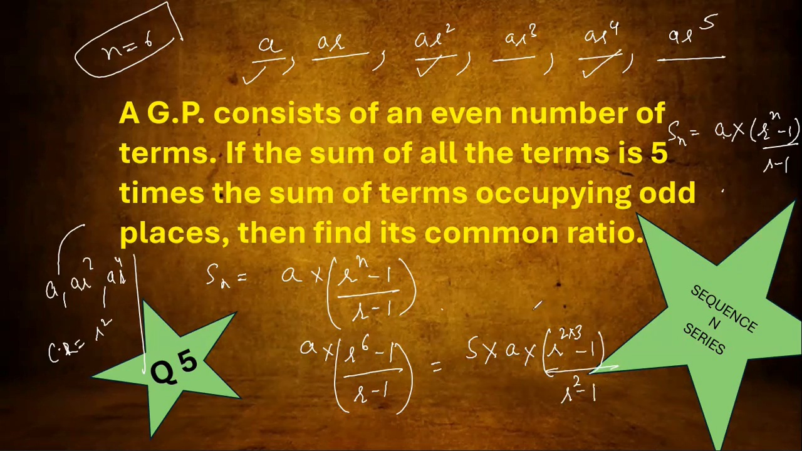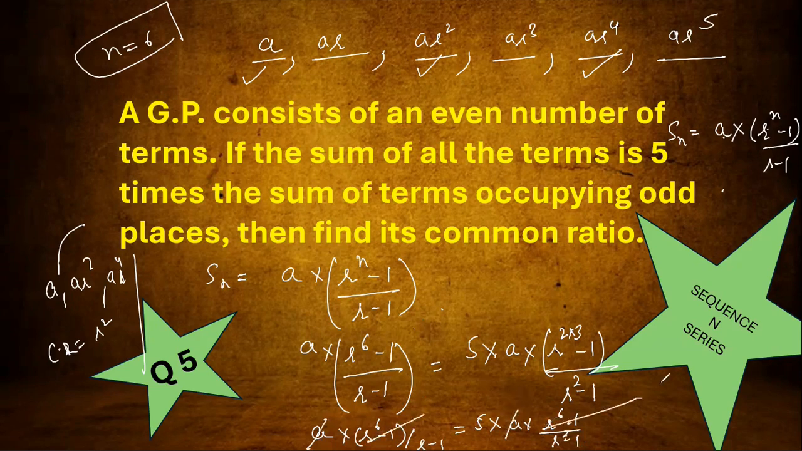Right? Now, please understand one thing. Now we have to simplify it. So a times r raised to the power 6 minus 1 over r minus 1 is equal to 5 times a times r to the power 6 minus 1 over r square minus 1. Now if you see, a cancels out. r to the power 6 minus 1 and r to the power 6 minus 1 also cancel out. Now you are left with 1 over r minus 1 equals 5 over r square minus 1.